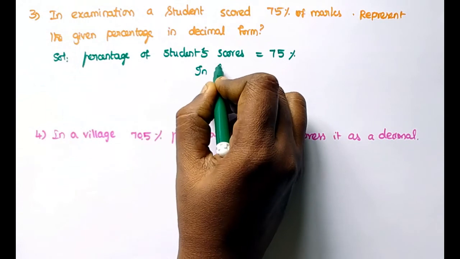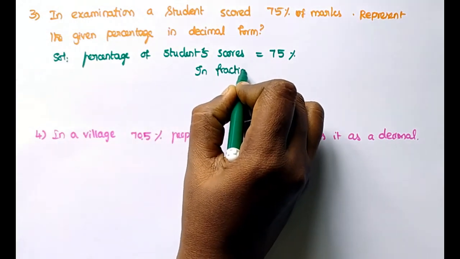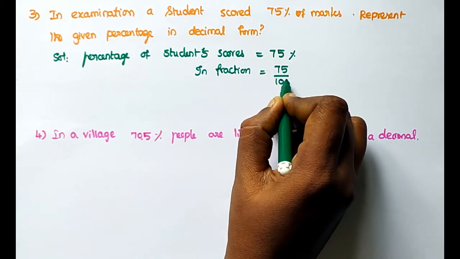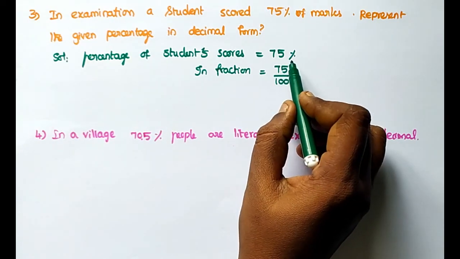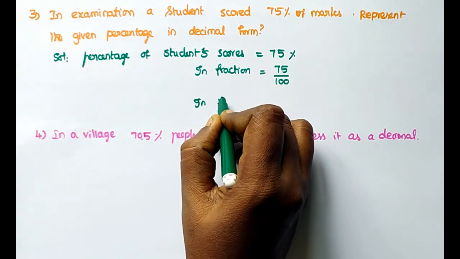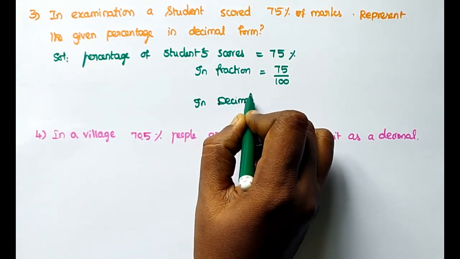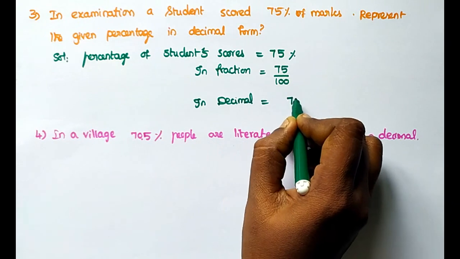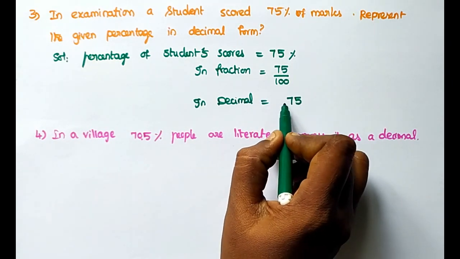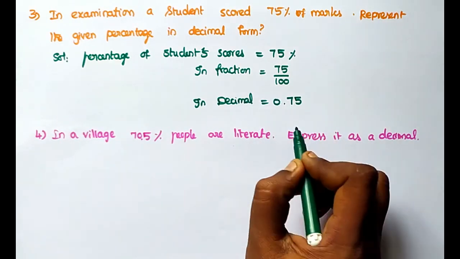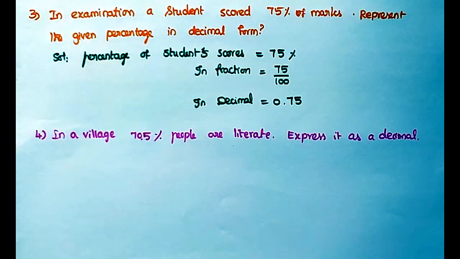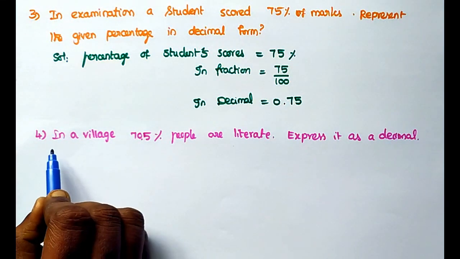First change in fraction, that is 75 by 100. Percentage means out of 100. Next, in decimal now. In decimal, listen, write the number. Here in denominator 2 zeros, so before 2 digits we have to keep the point, means 0.75 is the decimal form.